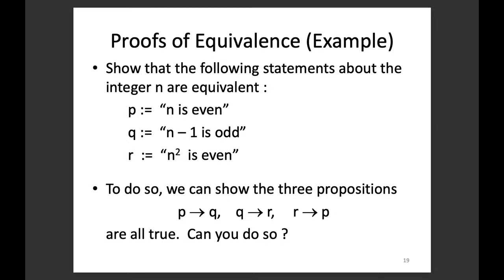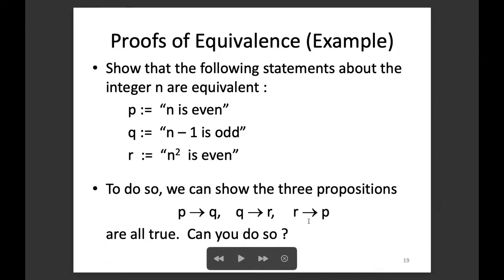Now the second part is Q implies R. When n minus 1 is odd, we want to show that n squared is even. When n minus 1 is odd, then n minus 1 is equal to 2k plus 1 for some integer k. Then n will be equal to 2k plus 2. And then n squared will be equal to (2k plus 2) squared. After expansion and rearranging the terms, we will show that n squared is even. So we can show that Q implies R is correct.